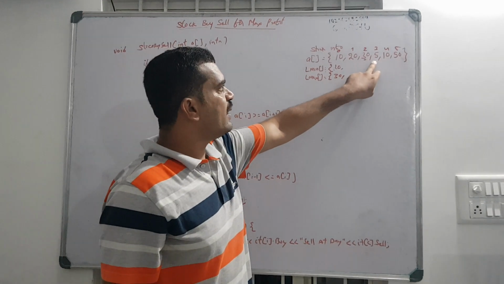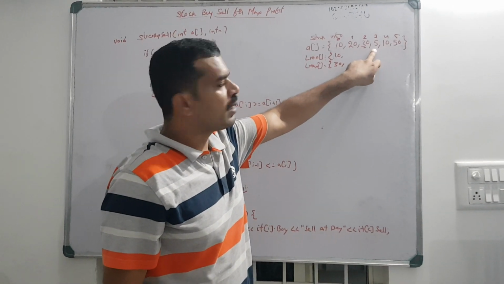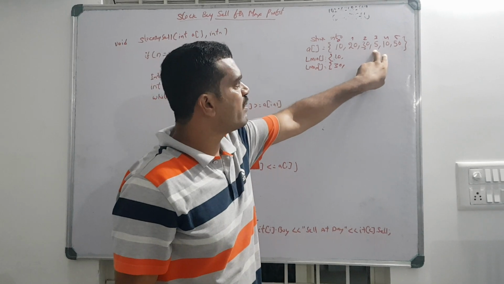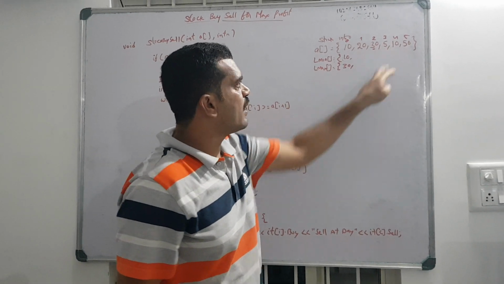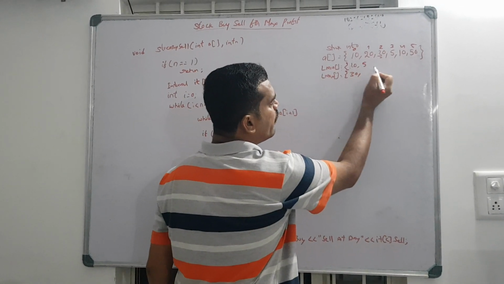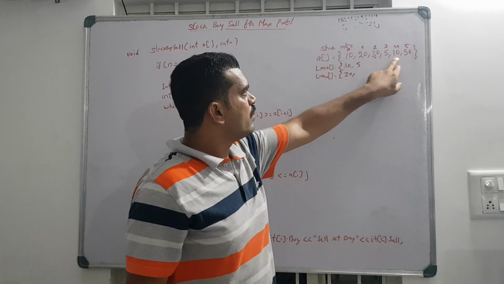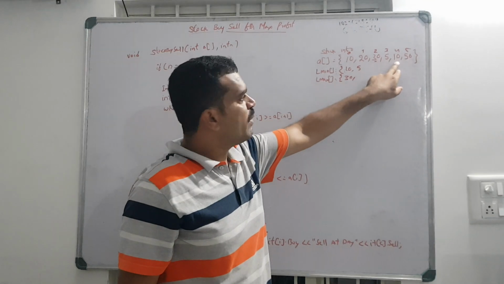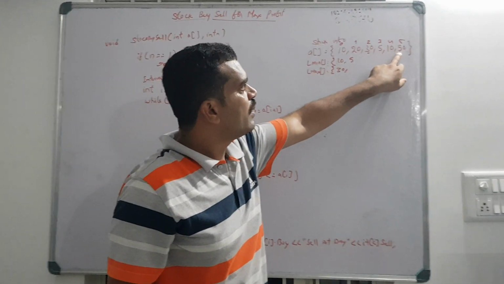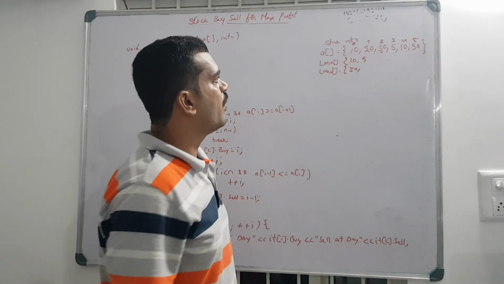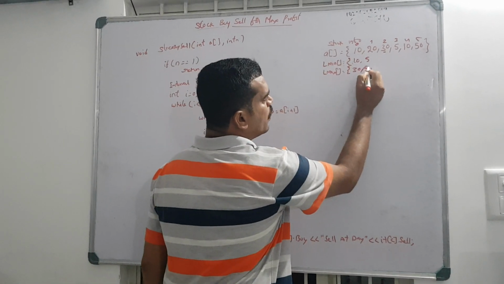Next you can see 5 is the local minimum currently. So you compare with the next value. 5 is less than 10. That means 5 is the next local minimum for you. Now you need to find the local maxima. 10 is less than 50. So 50 is the local maxima again for you.